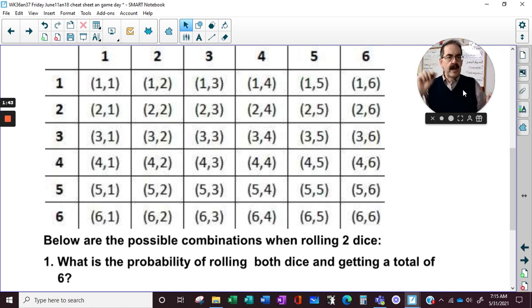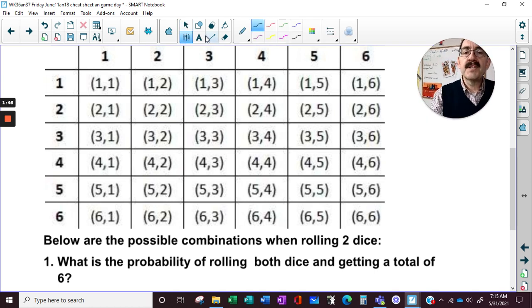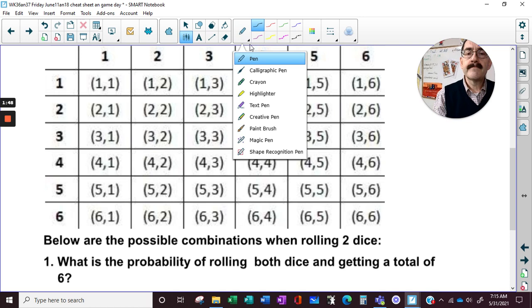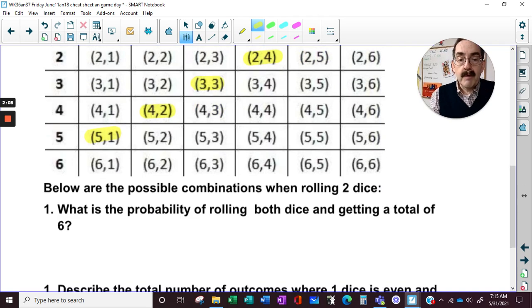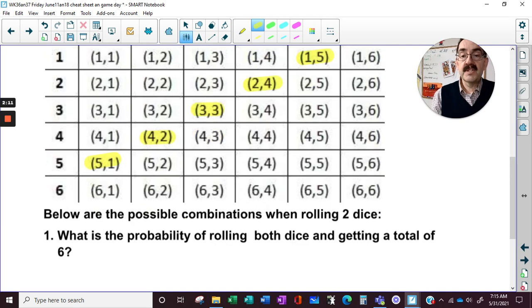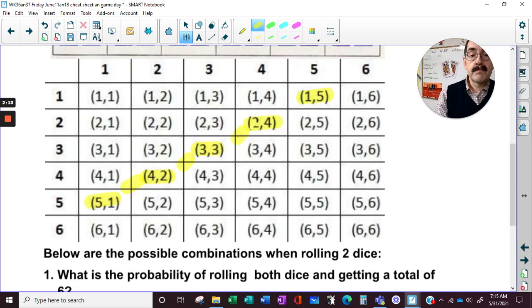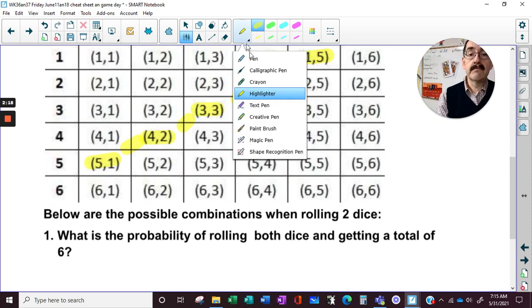Again, pause the video, have a discussion. For this video, I'm just going to get started. I know a 4 and a 2 make a 6. 2, 4, 4, 2. 3, 3, 1, 5, 5, 1. What is the probability of rolling both dice and getting a total of 6? Right there. Boom, boom, boom, boom. 1, 2, 3, 4, 5. 5 out of 6. Done.